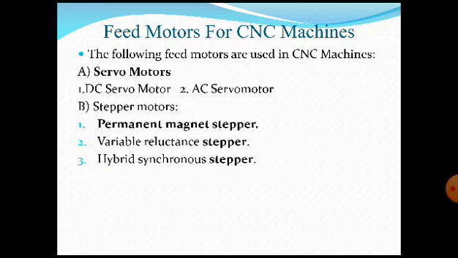Now let us understand the feed motors. We are going to focus on the feed motors for CNC machines. The feed motors commonly used on CNC machines are classified as servo motors and stepper motors. Depending upon the construction, we consider DC servo motors and AC servo motors. In the case of stepper motors, they are permanent magnet, variable reluctance and hybrid synchronous stepper motors. These concepts we have also discussed at length in the subject of mechatronics, in actuation systems. So try to recollect, and try to understand better in connection with the working of this.